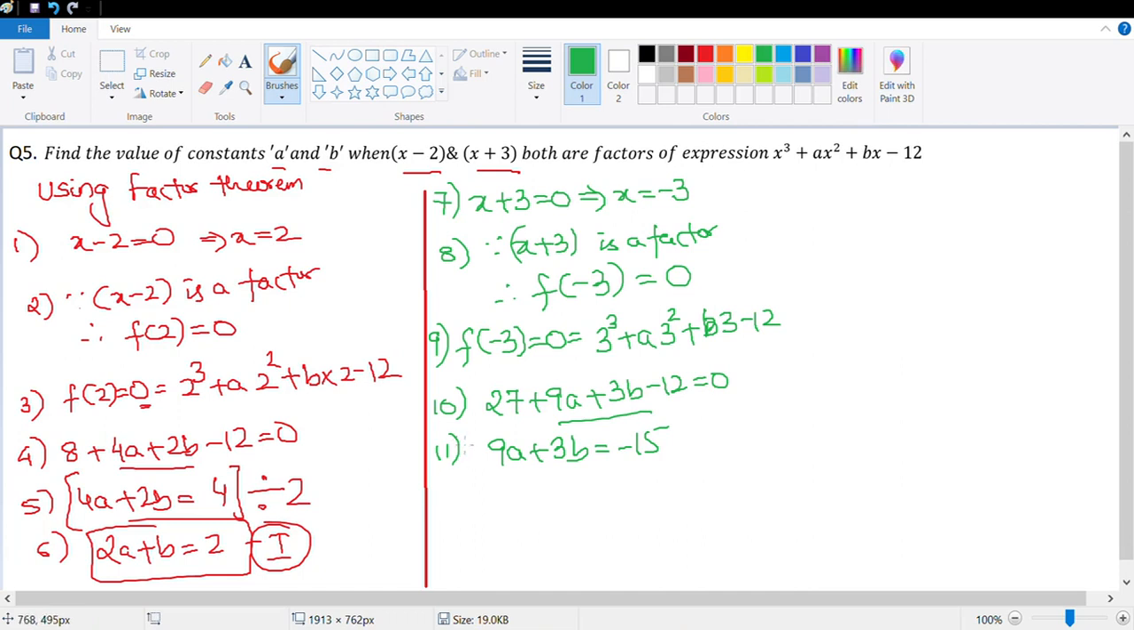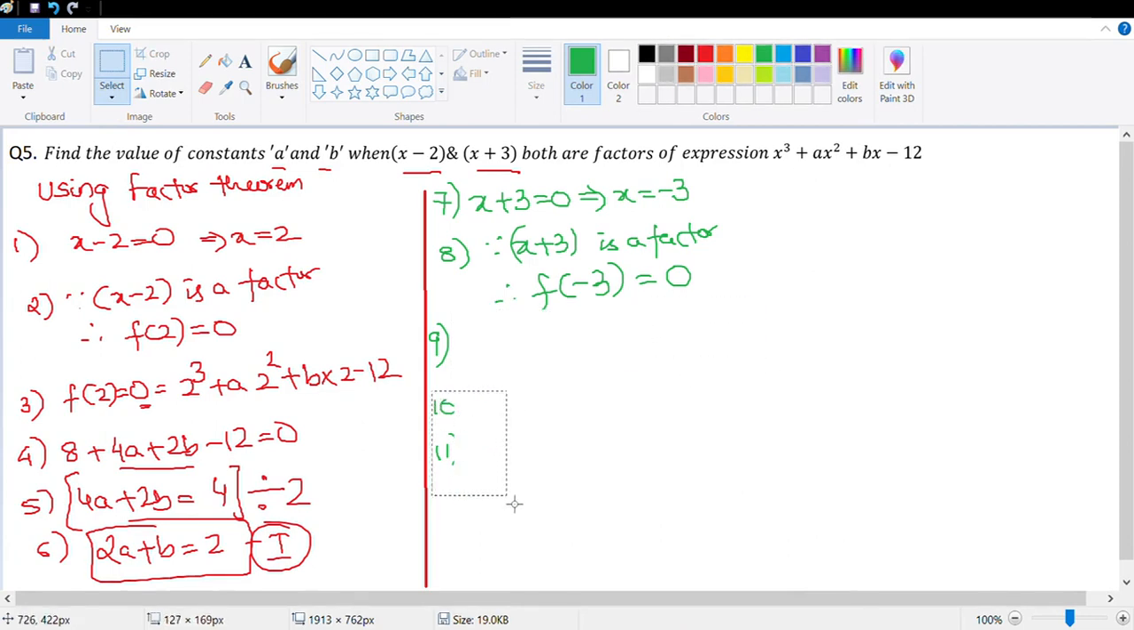Or have I done something wrong? I have done something wrong because I have taken the value of x as negative 3, whereas here I have put only 3. So let me erase this and let me redo. Right? That's why I say you need to be very careful when you're solving questions.